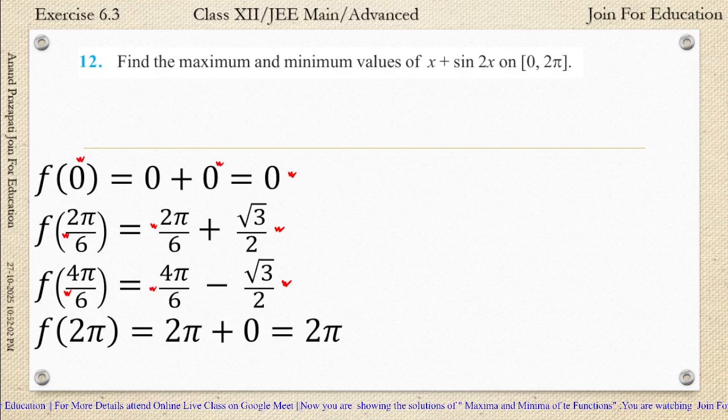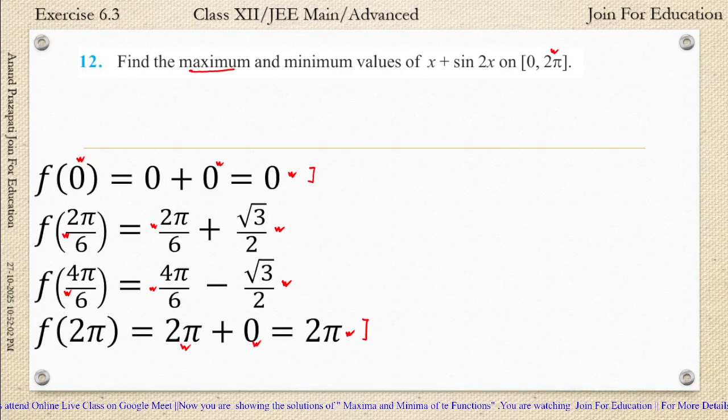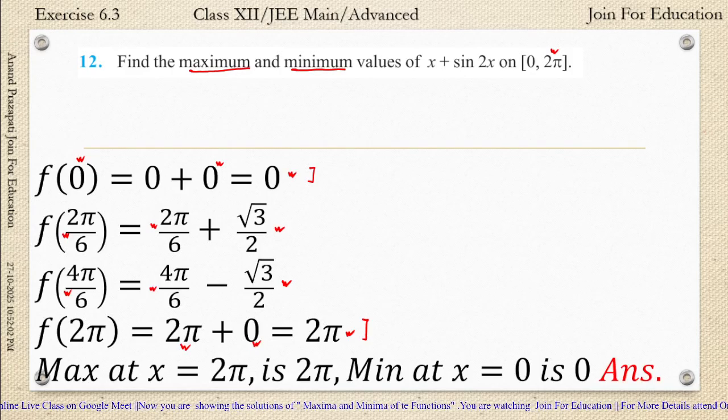And the value of the function when x equal to 2 pi is 2 pi plus 0 equal to 2 pi. So according to this, it is evident that this is the minimum value and this is the maximum value. In this question it asks us to find the maximum and minimum value. So the maximum at x equal to 2 pi is 2 pi and the minimum at x equal to 0 is 0. Hope there is no problem understanding the solution of question number 12.